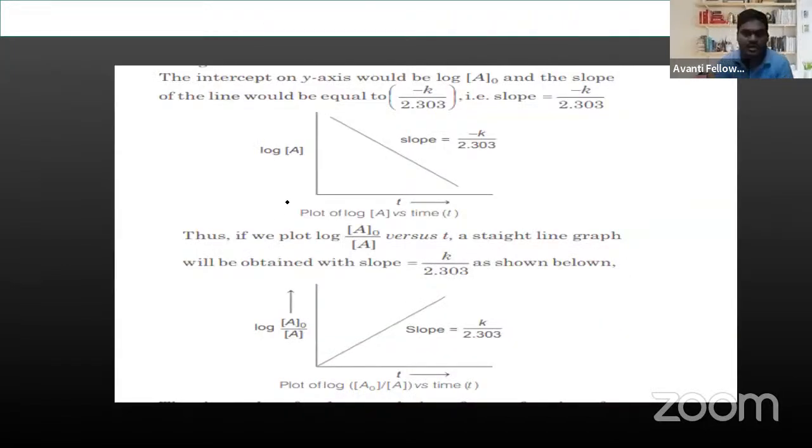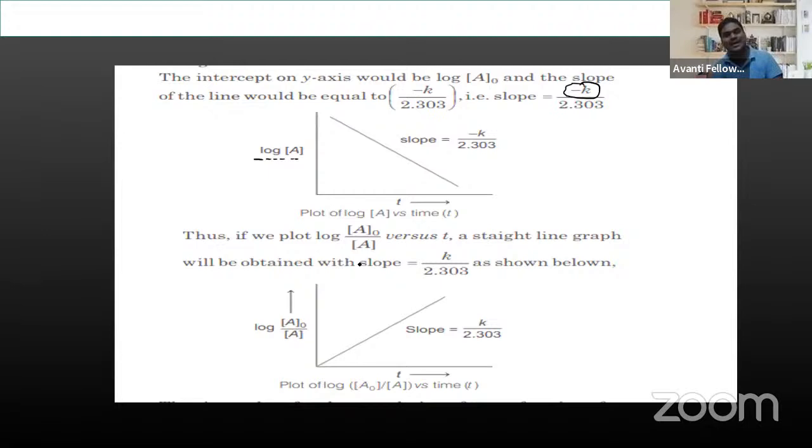So this is the slope that we'll get in the first order. The intercept on the y-axis would be log a₀. The log a is taken along the y-axis and time is taken along the x-axis. The slope is equal to −k/2.303. This minus k represents the negative slope, so the slope is like this. So this is the plot.